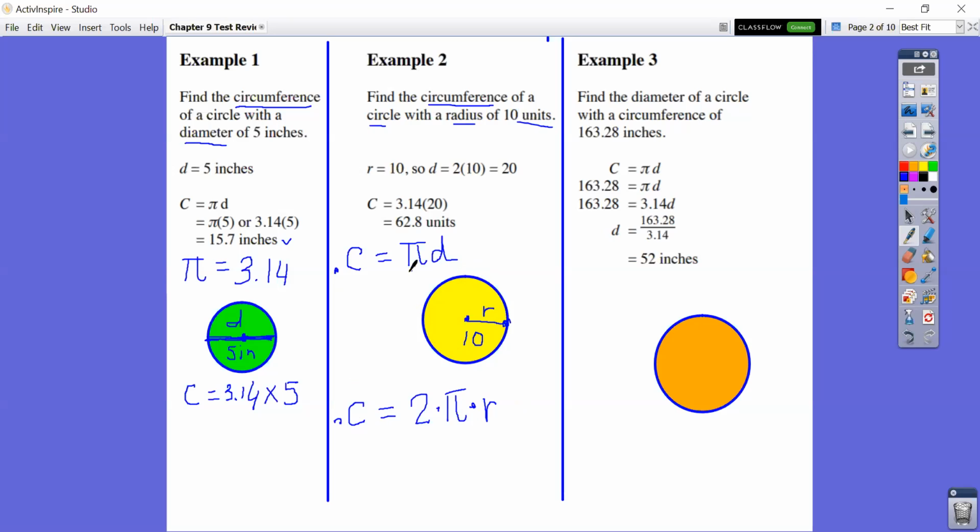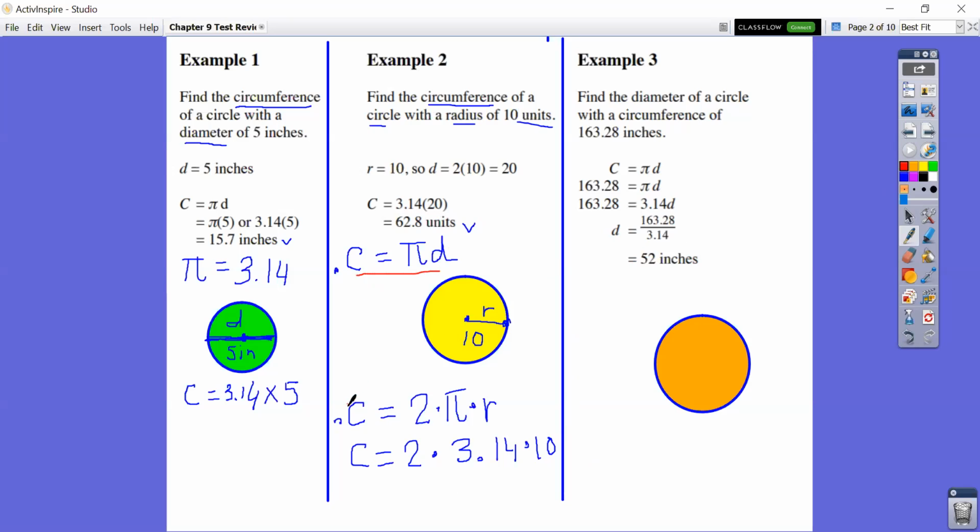However, what do we have in example 2? We have the radius. So which one is the better formula for you to use? The one with the radius. So we have C equals 2 times pi, which is 3.14, times the radius, which is 10. So that's how they get the answer. C equals 62.8 units.